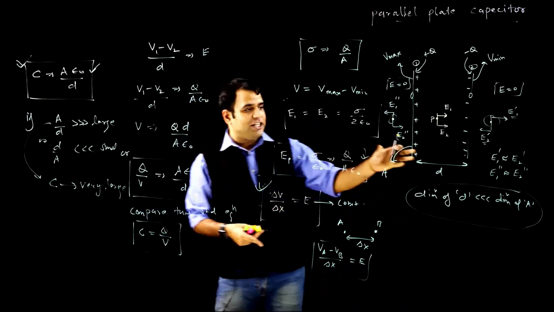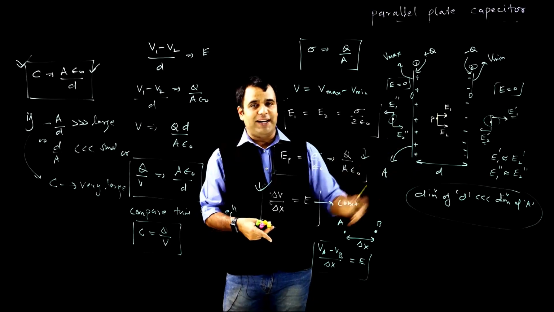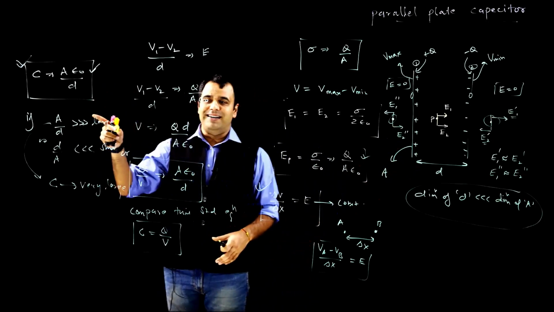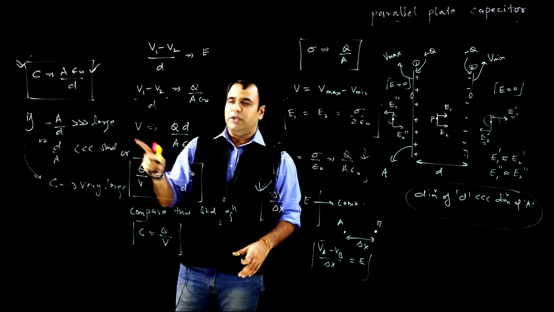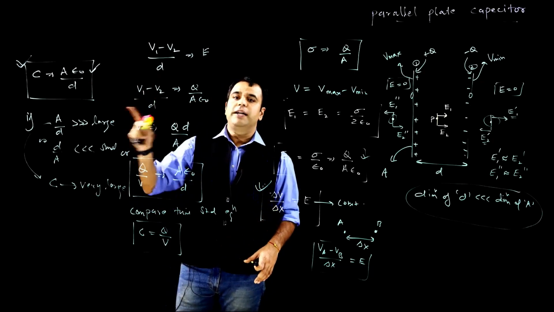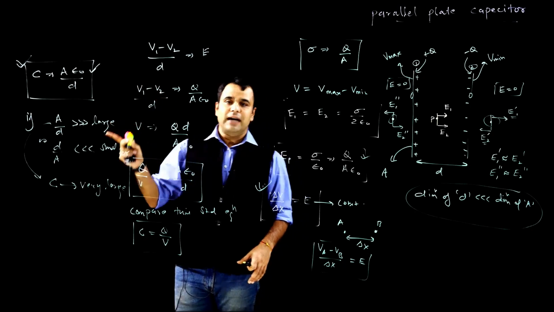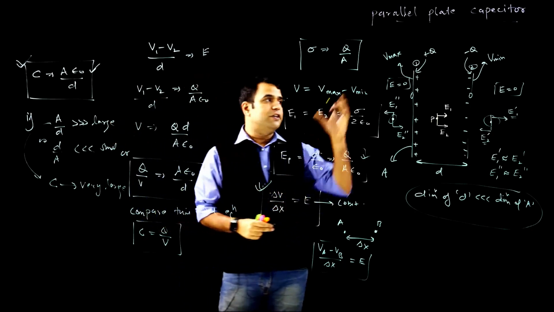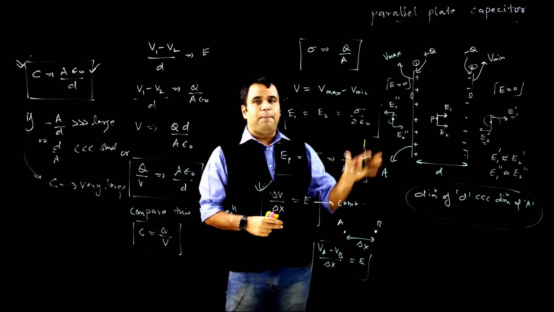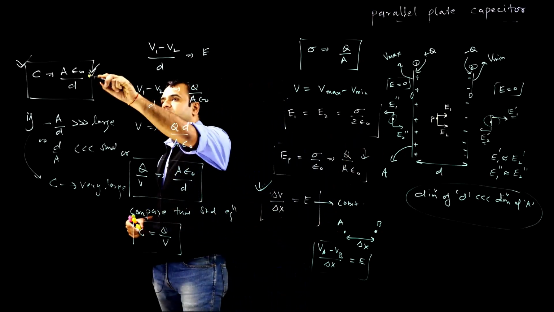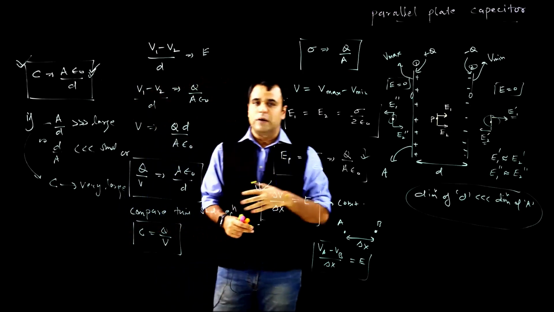So it's not the individual dimensions which are important. It's the ratio which is important. The ratio of A upon D should be large, not A and D individually. If the ratio of A upon D is large, in that case, the capacitance for this capacitor will be large. So this is your capacitor, and this is the formula. One should memorize this formula because many times you want to use it directly.